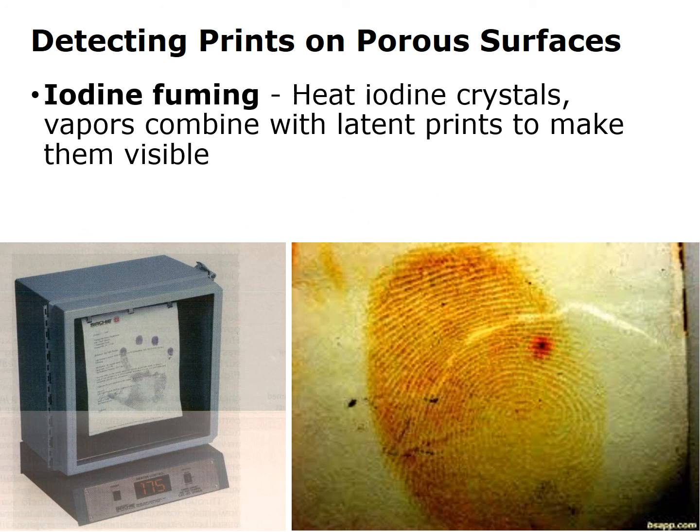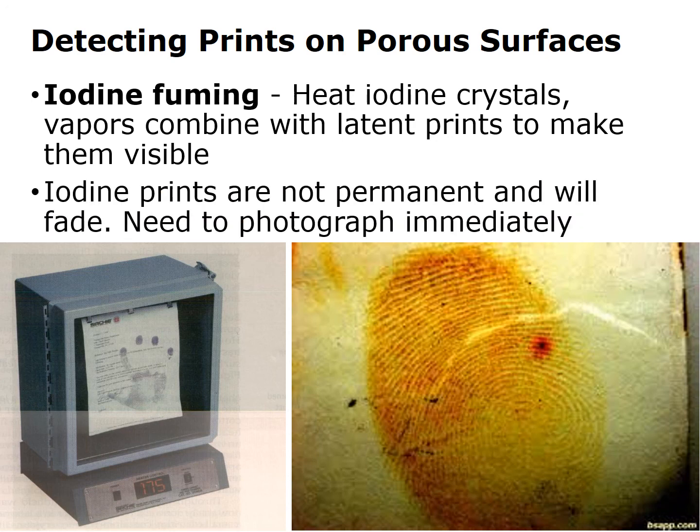One of the oldest methods, originally very popular, is called iodine fuming. Iodine crystals are heated until they become vaporous, and when they combine with the latent prints, they make the prints visible. Iodine fuming was one of the original chemical methods, and it was very popular a few years ago.